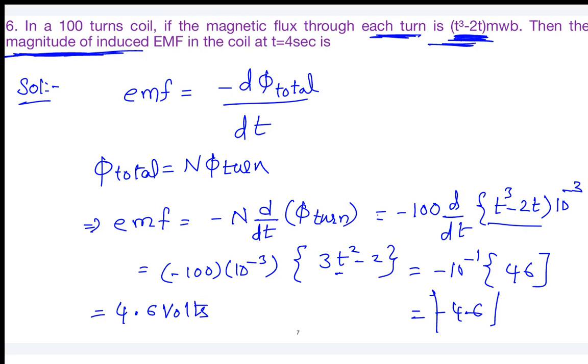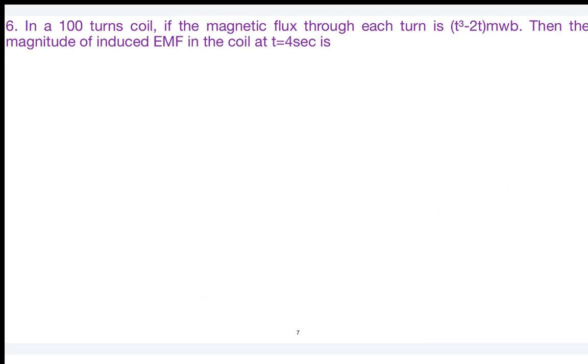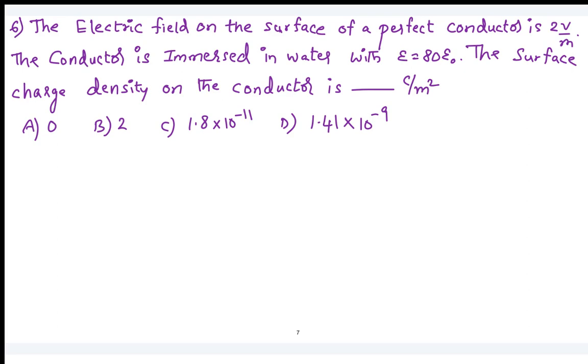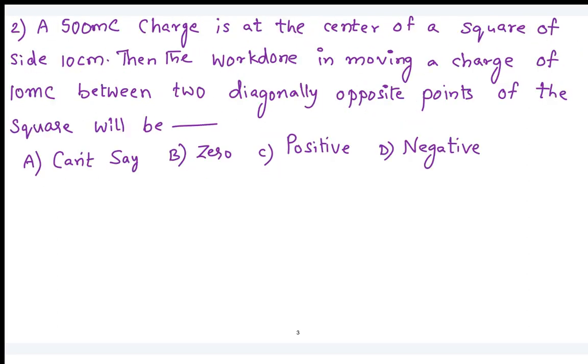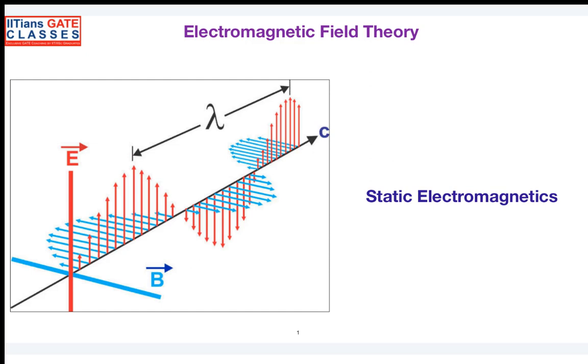Okay, then we'll see the revision part then. Shall we start the problems? We'll see some practice problems throughout electromagnetics as well as magnetostatics, all together. So let's start with some simple practice problems.